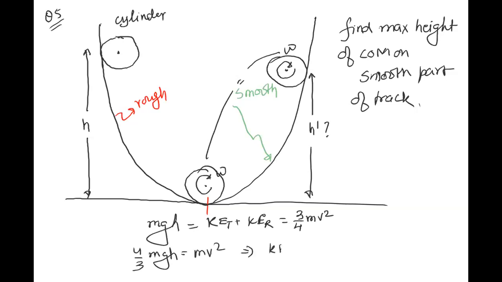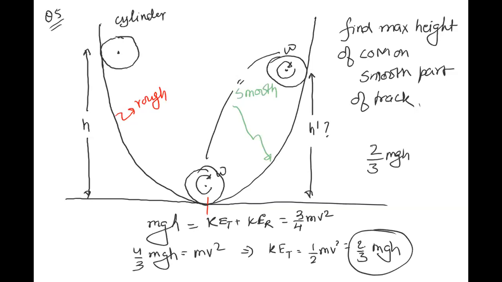So 4/3 mgh is equal to mv square. This implies that the kinetic energy of translation, which is half mv square, is equal to 2/3 mgh, and only this is available for conversion back into potential energy. So 2/3 mgh should be equal to mgh dash. H dash will be equal to 2/3 of h or h minus r.